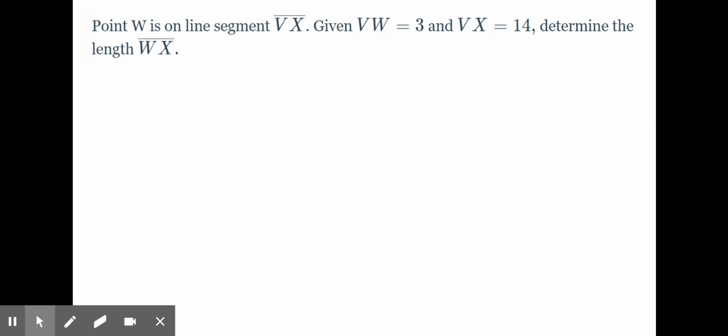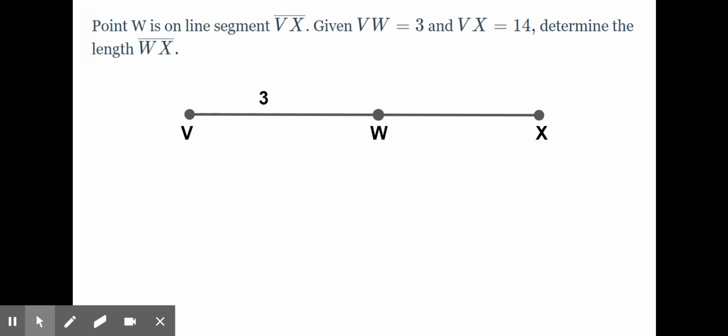The next question is very similar. Point W is on line segment VX. Given that VW is 3 and VX is 14, determine the length of WX. Again, we draw our line segment. This one is segment VX, and point W is a point on that line. VW is 3, and VX, the entire segment, is 14.